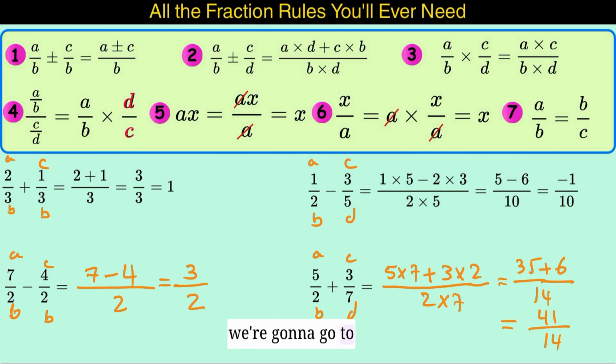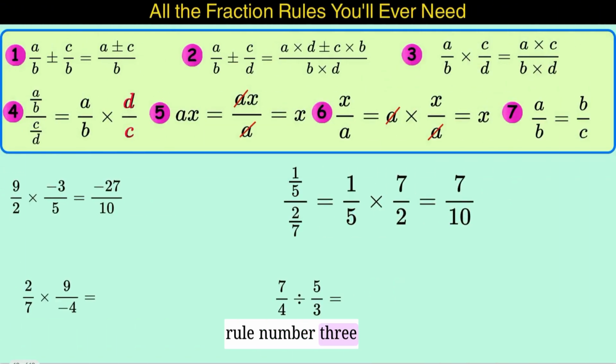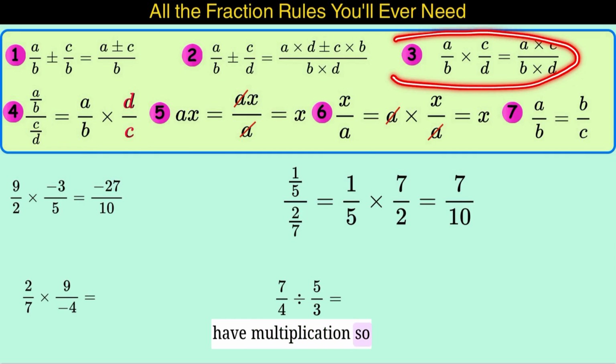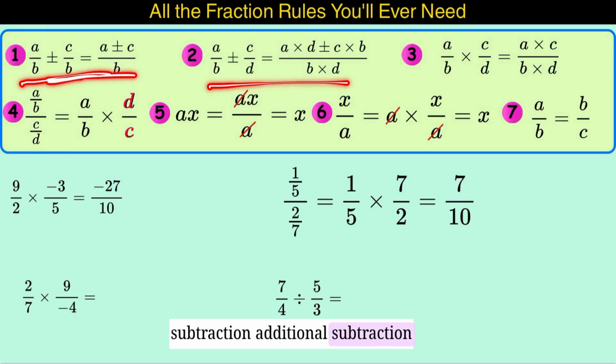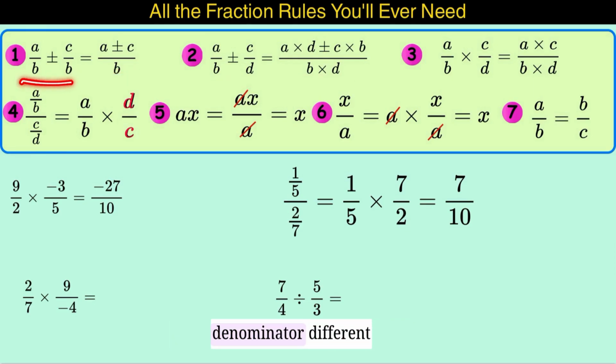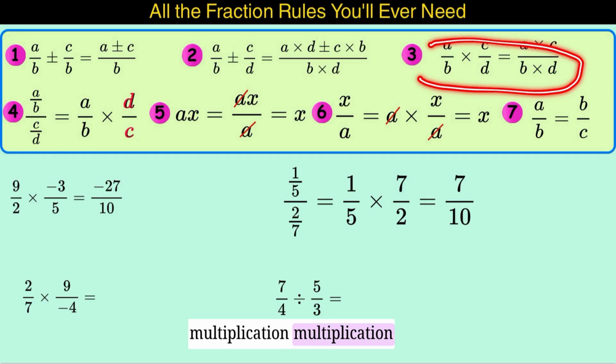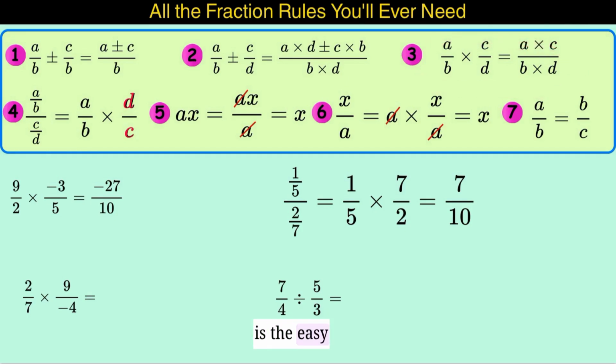Now we're gonna go to rule number 3. Rule number 3 is when you have multiplication. So we did addition and subtraction, when you have same denominator, different denominator. Now we're gonna do multiplication. Multiplication is the easy one.